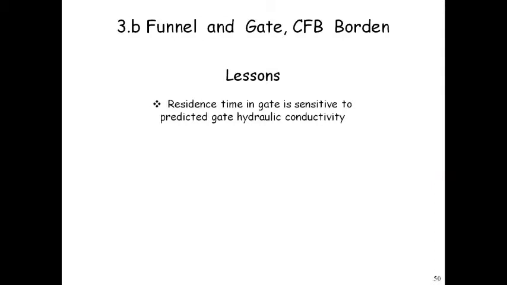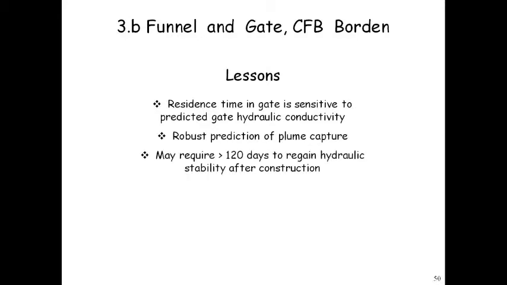Well, residence time in the gate is sensitive to the predicted gate hydraulic conductivity. Certainly the gate has to be at least as conductive as the aquifer, and the more conductive it is, the larger the capture zone. Visual MODFLOW with good understanding of the local geology provided a robust prediction of plume capture. We had noticed this point before, but it may require quite a while for the construction activities to cease creating uncertainties and variations in the hydraulic flow system.